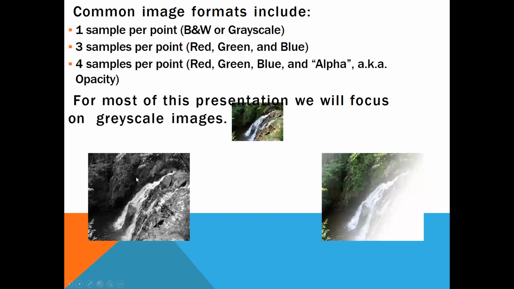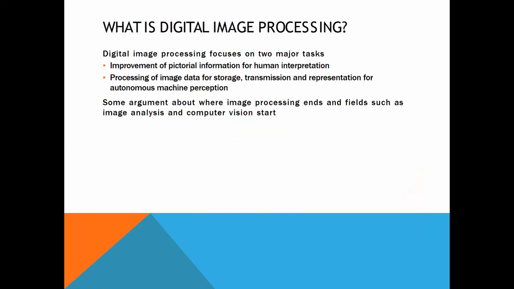Fine. So what is digital image processing? Digital image processing focuses on two major tasks: improvement of pictorial information for human interpretation, and processing of image data for storage, transmission, and representation for autonomous machine perception. There is some argument about where image processing ends and fields such as image analysis and computer vision start. So we are going through image processing. There are two tasks we have to use. This all depends upon human interpretation, or you can analyze the image.